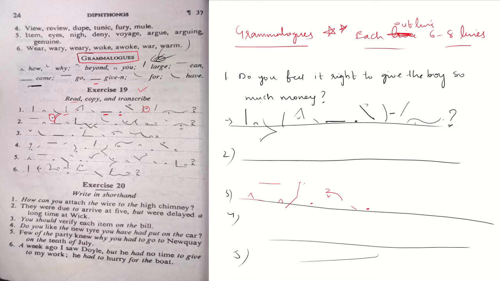To the high, downward H. I told you now, whenever it is standing, you should write downward H. Chimney, question mark. So likewise, after writing this one, practice 5 lines in shorthand. Don't write in English again. Write in English only one time, but in shorthand you need to practice 5 to 6 lines.